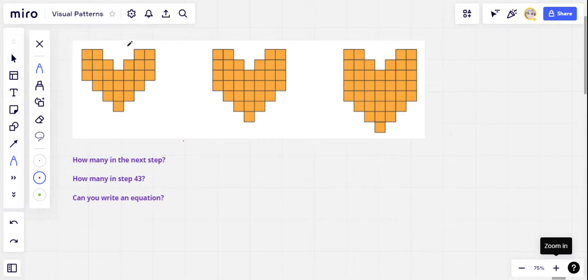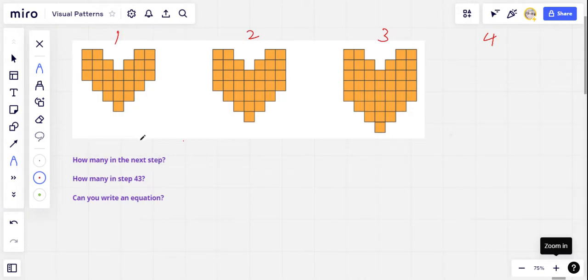So here is today's pattern. Here's step one, here's step two, here's step three. Your challenge would be to predict how many squares are going to be in step number four. And then, if you can, how many in step 43? And along the way, could you write an equation that you would use to predict the number of squares in any step at all? So if you'd like to accept that challenge, pause the video and give it a try.